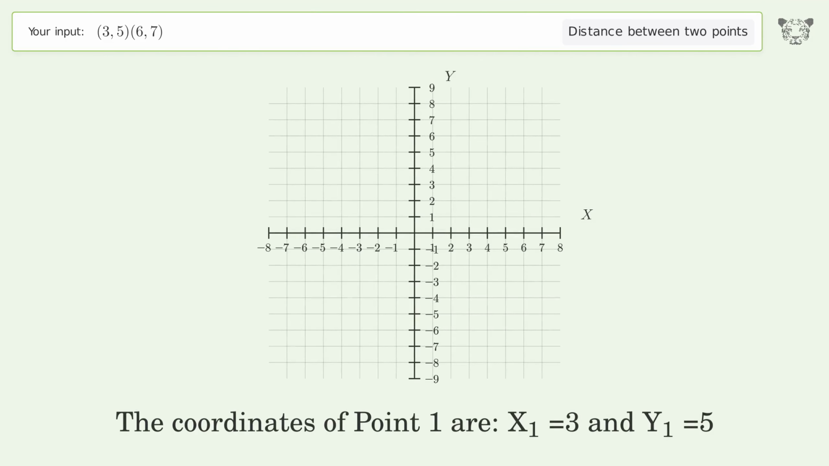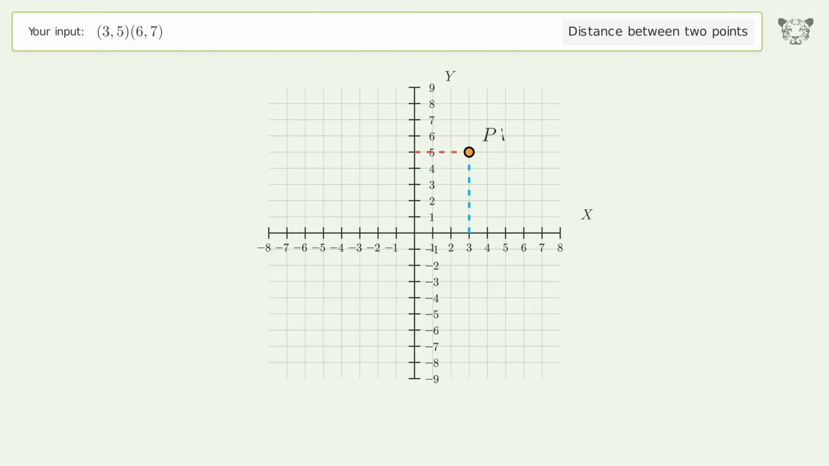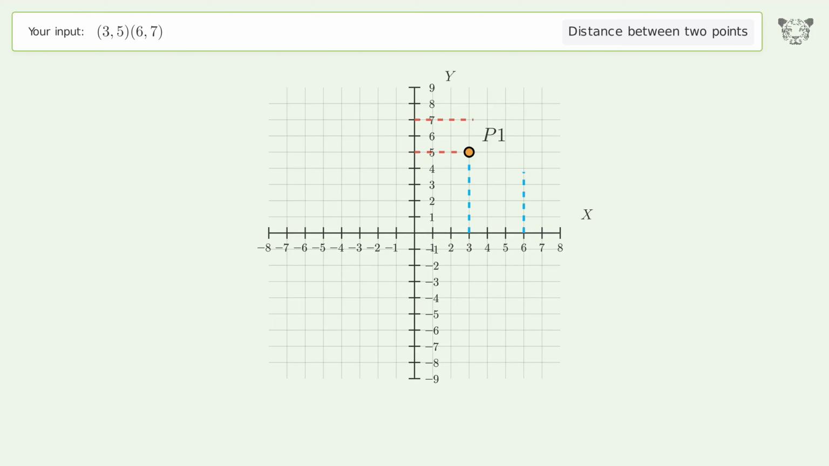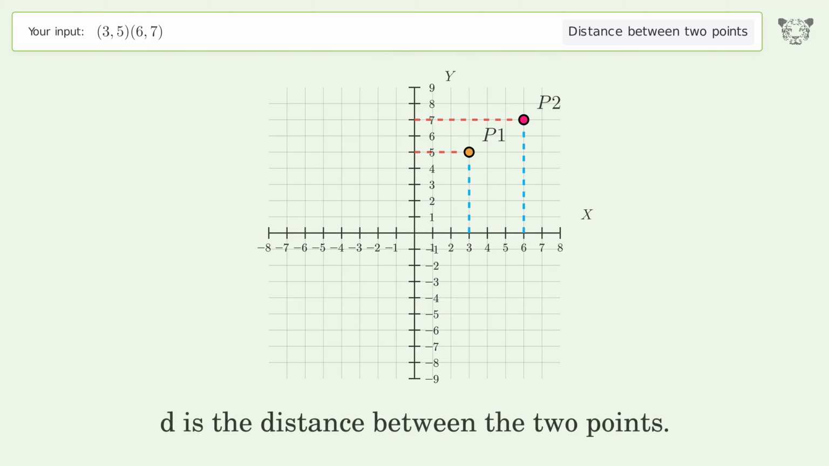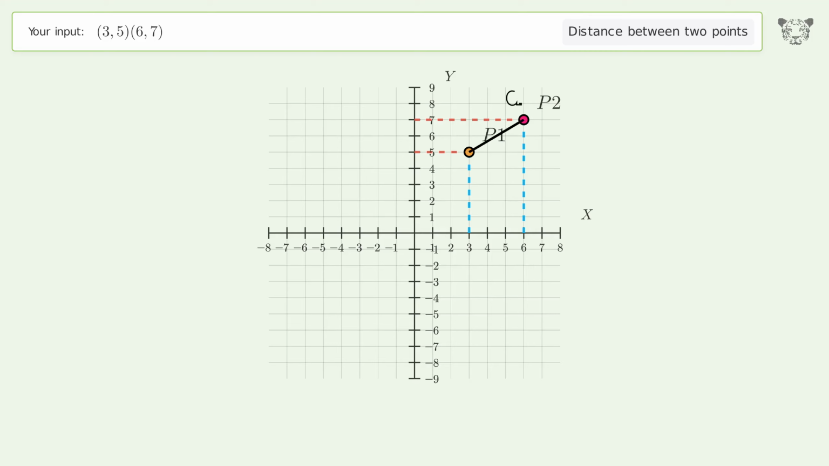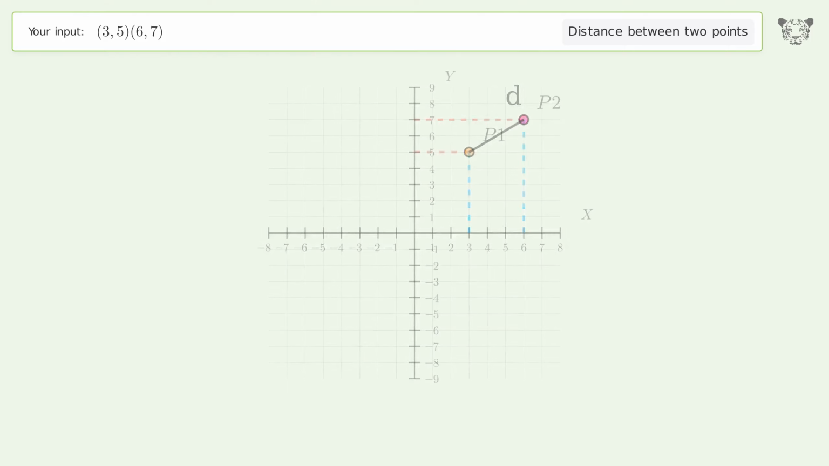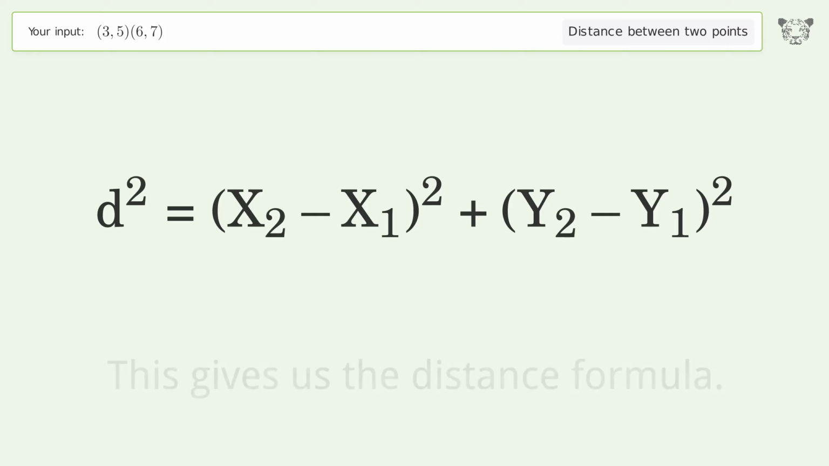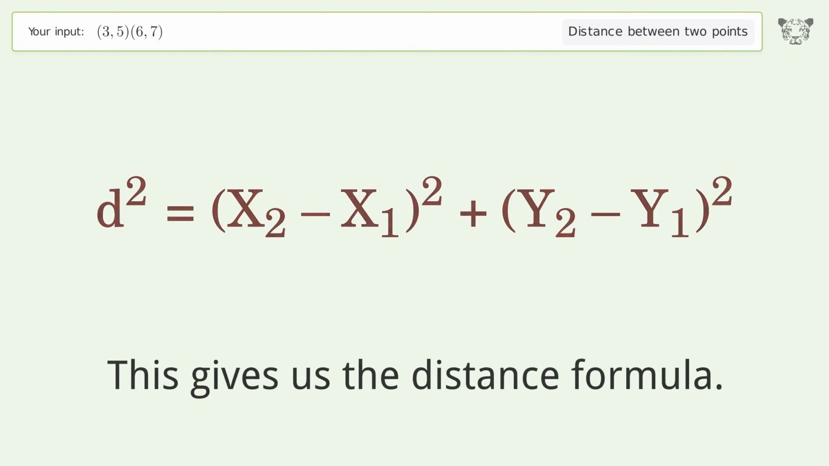The coordinates of point 1 are, x1 equals 3 and y1 equals 5. The coordinates of point 2 are, x2 equals 6 and y2 equals 7. D is the distance between the 2 points. First, take the square root of both sides of the Pythagorean theorem. This gives us the distance formula.